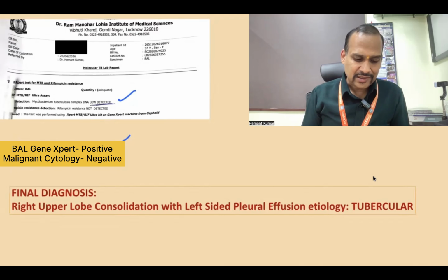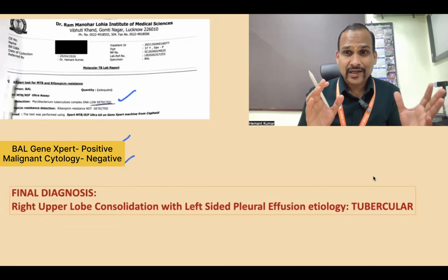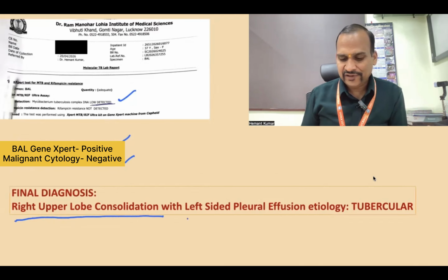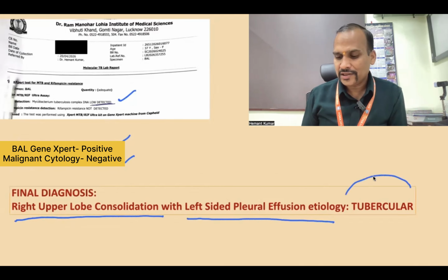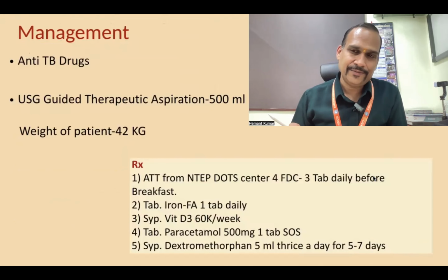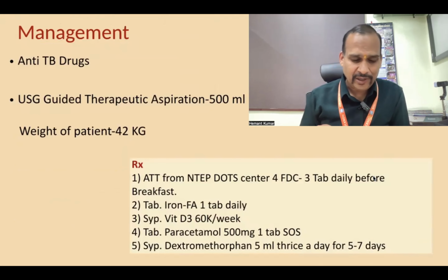Malignant cytology is negative. So our final diagnosis is right upper lobe consolidation with left side pleural effusion. Etiology is tuberculosis. Now we have diagnosed this patient as tuberculosis. Now how to treat this patient? Definitely we have to start anti-TB drugs.